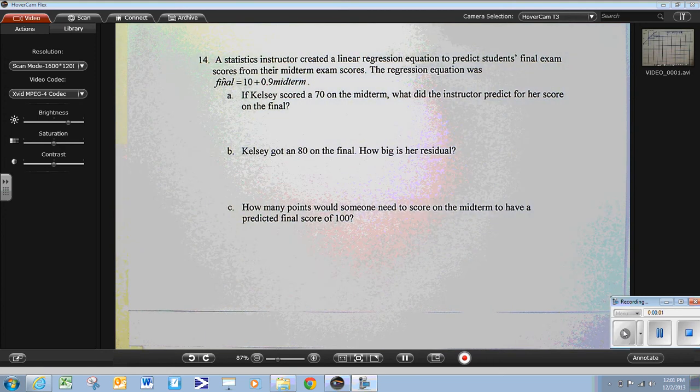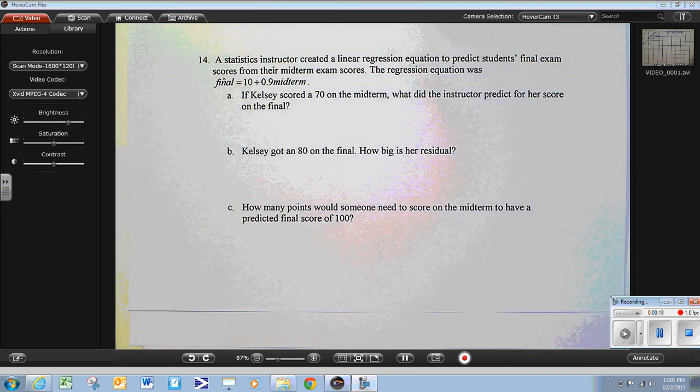Question 14 of the free response. A statistics instructor created a linear regression equation to predict students' final exam scores from their midterm exam scores. So the regression equation was the predicted final would equal 10 plus 0.9 times the midterm.